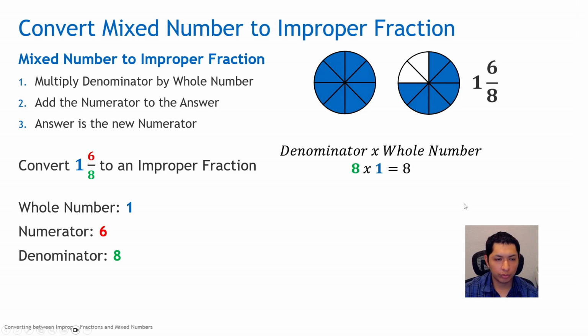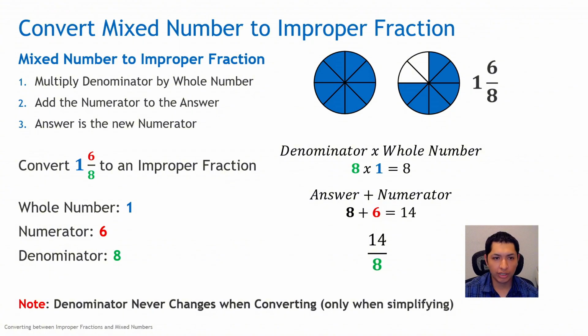Using that, we go with the first step. Multiply the denominator, which is 8 in green, by the whole number piece of the mixed number, which is the 1, and that is 8. The second step is to add the numerator to this answer, so you get the 8 from step 1, and you add the numerator to it, which is a 6 in red, and that gives you the new answer of 14. This new answer becomes the numerator of the improper fraction format, and just as in the previous conversion, the denominator does not change. It should be 8.